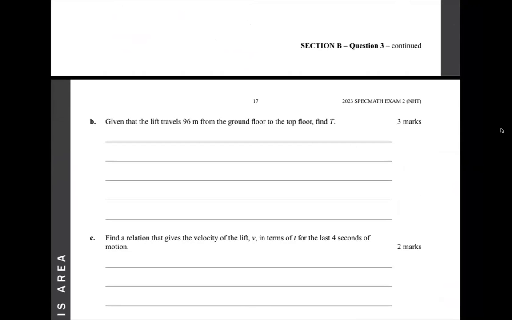Given that the lift travels 96 meters from the ground floor to the top floor, find t. So basically, think about the shape of the graph. This speed, 0 to 4. This speed, something to t. But I remember, this is actually t minus 4, okay? T minus 4.